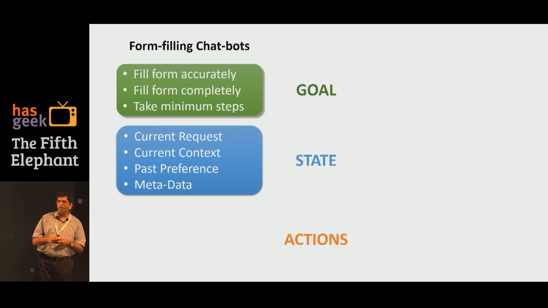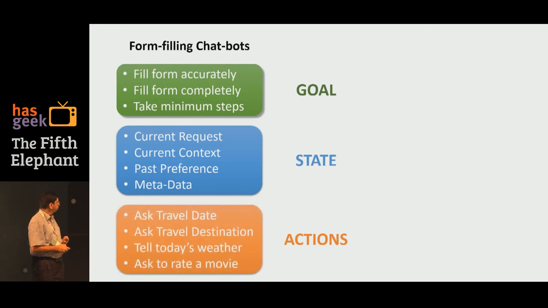And then what are the actions the chatbot can do? The actions are the things that the chatbot can say to you, right? Those are the things he can say to you. And he can say, okay, when do you want to travel? Where do you want to travel? It can also tell you today's weather. But in this conversation, is that a good action? Right? We don't know if this is a good action. Or it can ask you about the movie that you watched yesterday and say, how was the movie? Right? It's trying to have a conversation, but you're trying to book a flight. So just because you can have an action doesn't mean it's the best action to have. And the real problem with the chatbots that we have to solve is how do you ask the right questions? How do you pick the right actions so that you meet your goal in the current state?